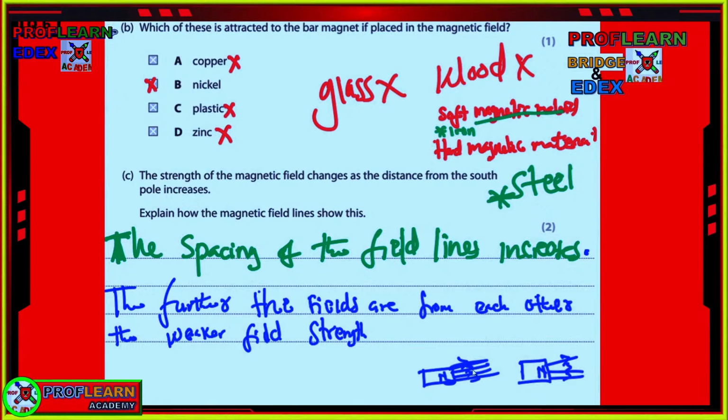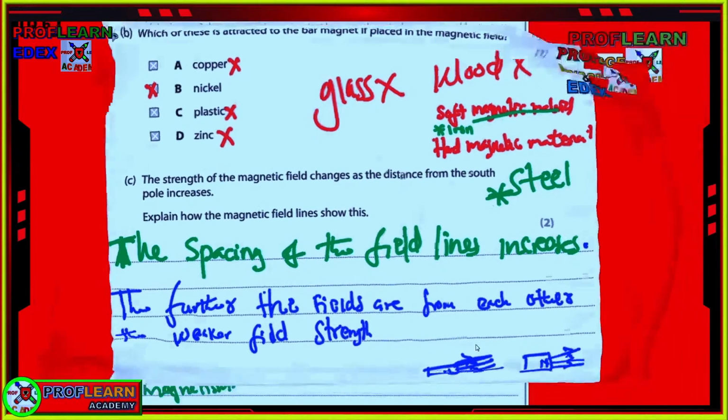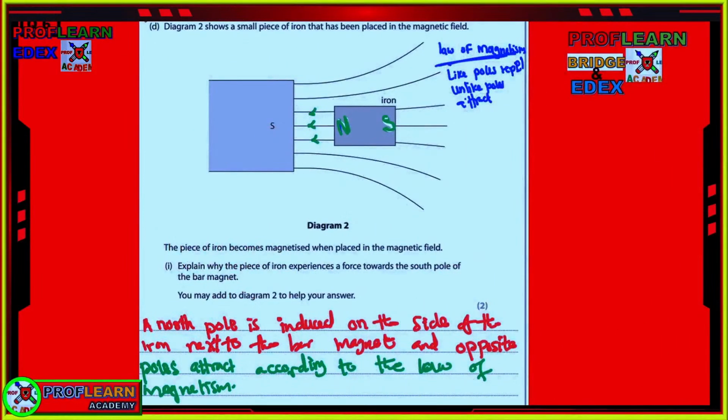So equally, if I'm having magnetic fields which are like this, when they are close, it means a strong magnetic field. When they are apart, it means a weak magnetic field. Now, moving further, we are told that the piece of iron becomes magnetized. This iron is a magnetic material. So when it's put in a magnetic field, we say magnetism is induced in the iron.